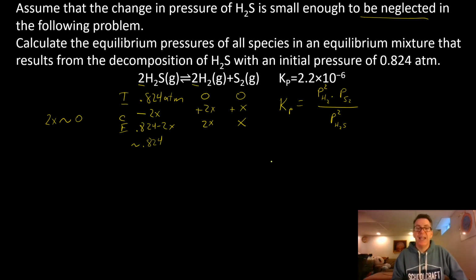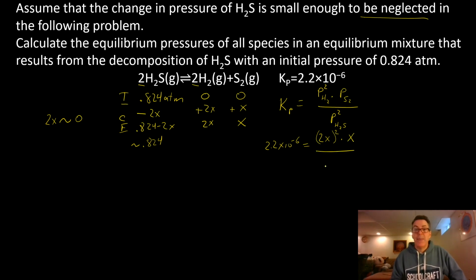And then we'll have our 2x and x in there. So now we can go ahead and plug everything in. 2.2 × 10^-6 goes in for the Kp value. The H2 concentration at equilibrium we set is equal to 2x. We're going to square that, again, because of that squared right there. Multiply that by the partial pressure of S2.